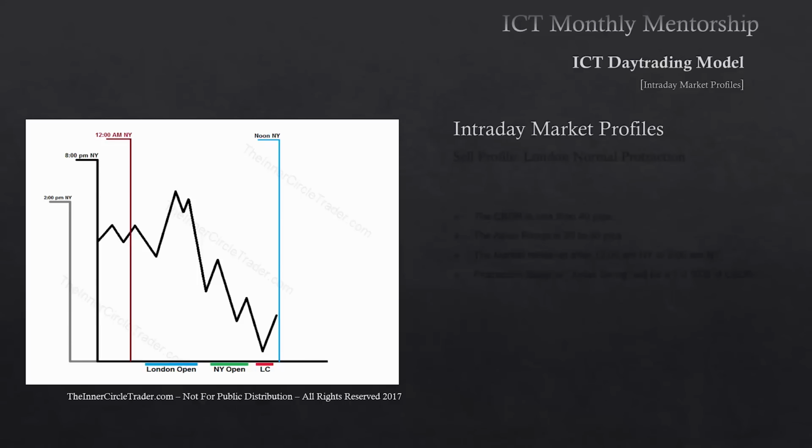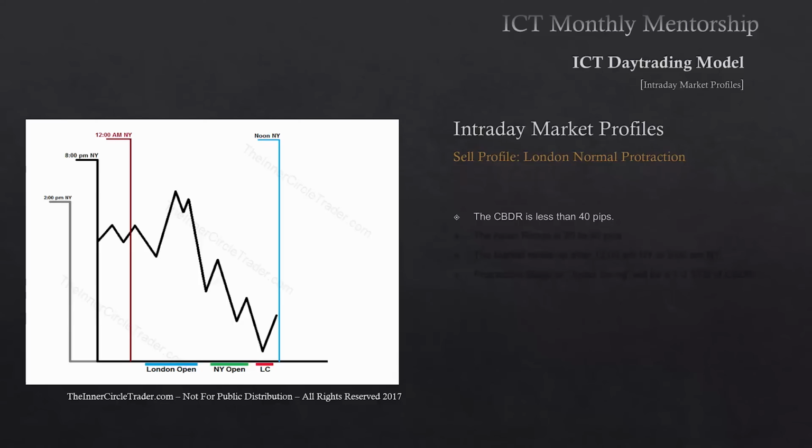Okay, intraday market profiles. The first one we're going to go over is the sell profile, London normal protraction. What you want to be looking for in a classic sell day for intraday trading, you start with the central bank dealers range. For a classic or high probability London normal protraction sell day, the central bank dealers range is going to be less than 40 pips.